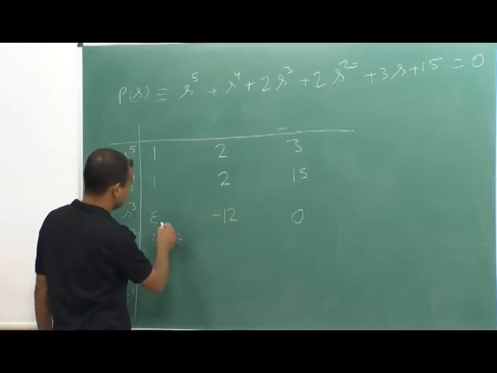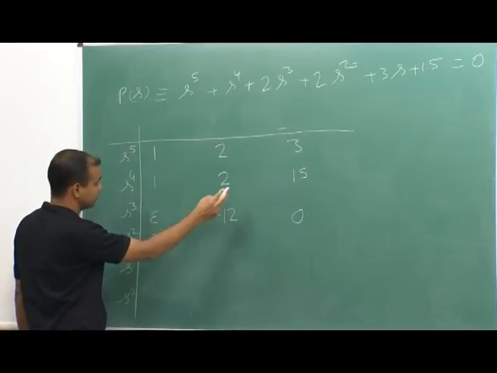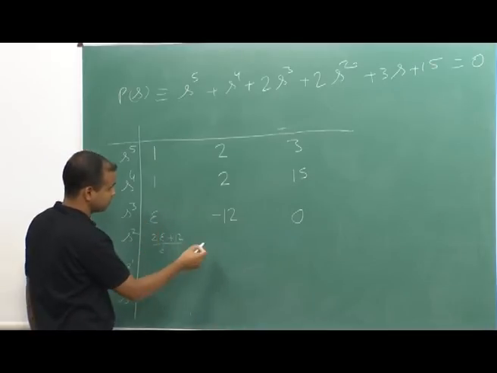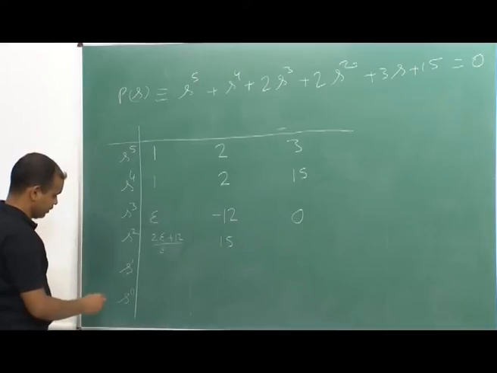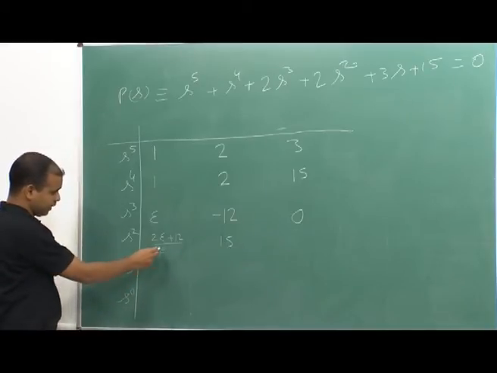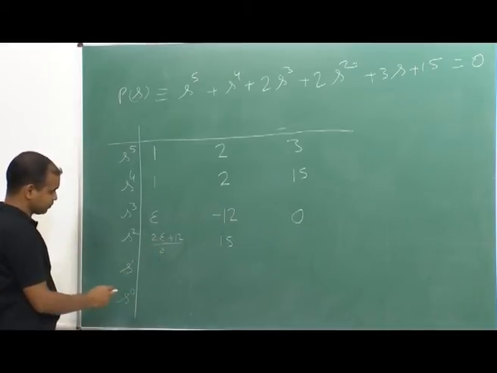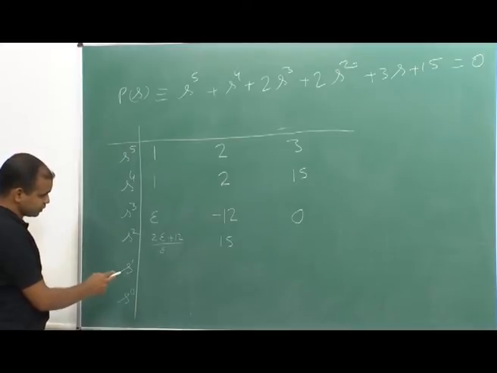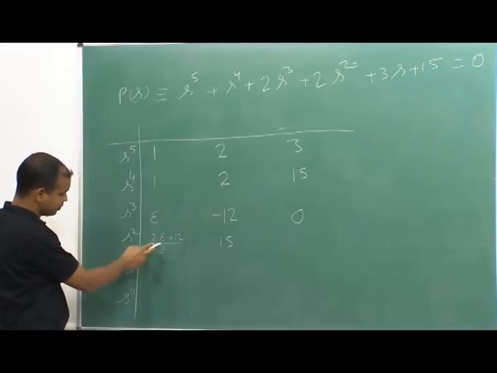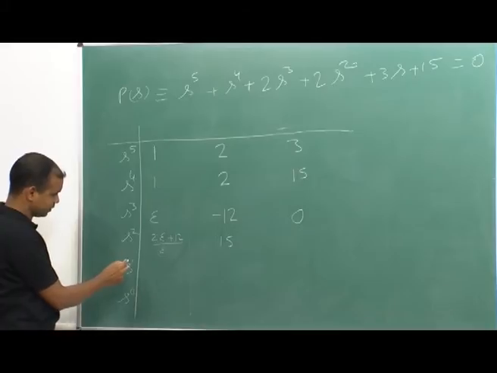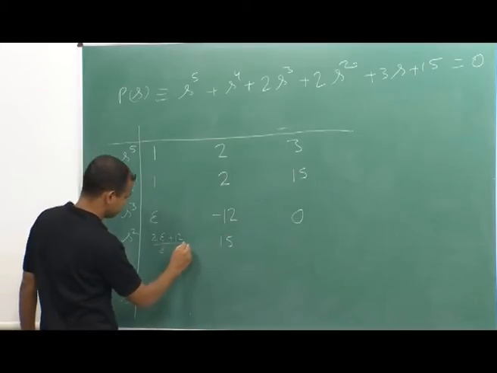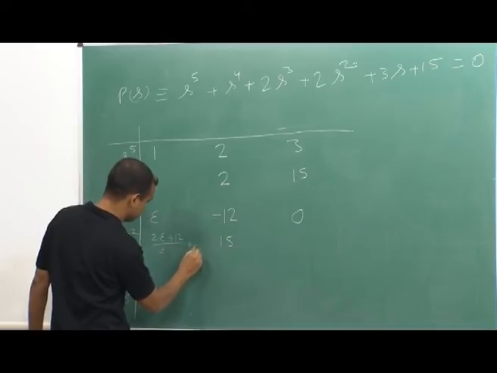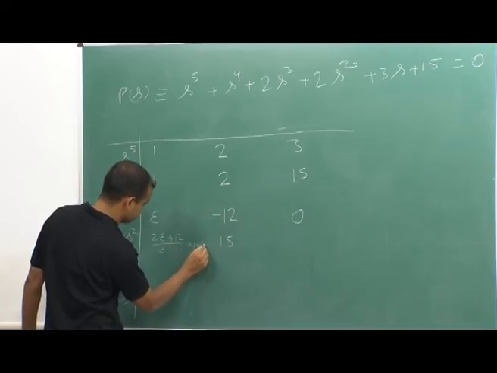Here I will get 15 into epsilon divided by epsilon, so it will be 15. If epsilon is tending to 0, this term will tend to infinity. If limit epsilon tends to 0, this will be infinity. So, this will be tending to plus infinity.